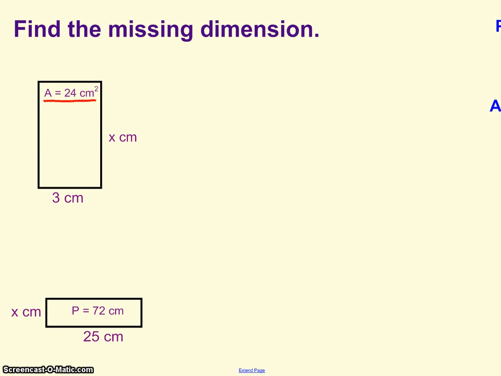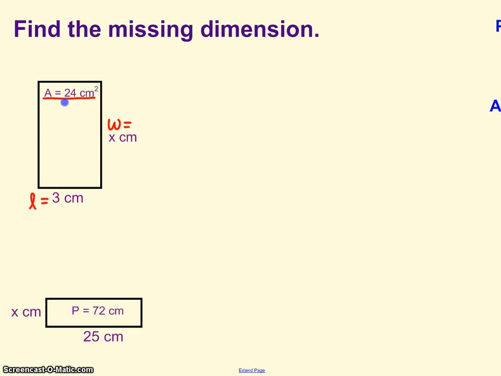In this video, we are going to work on finding the missing dimension for each of our rectangles here. When you are trying to find a missing dimension, you want to pay attention to what information they gave us. So you can see our first rectangle. We know that the area is 24 centimeters. We have our length, which is 3 centimeters, and our width, which we don't know, we're calling x centimeters.